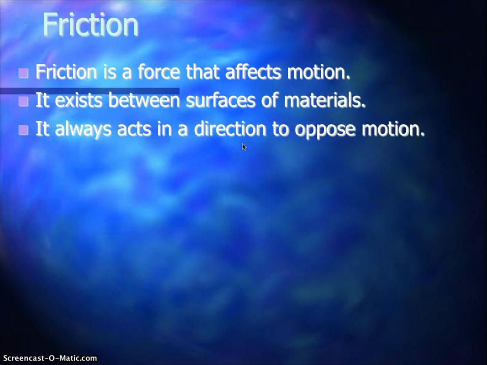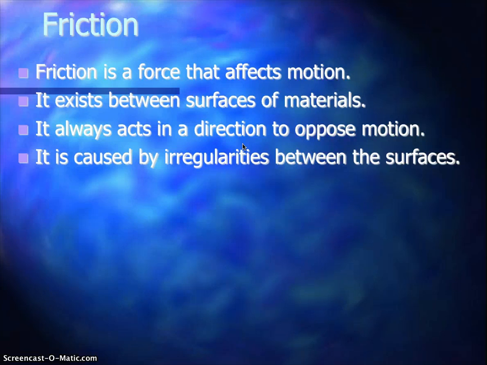Friction will always act in a direction that opposes motion. So if the motion of the object is in a positive direction, friction will always be exerted in the negative direction. The reason why friction exists is that it is caused by the imperfections and irregularities between surfaces, the bumps and crevices and pits that we don't see with our naked eye but are able to see under microscopes. It is those irregularities that cause the friction.